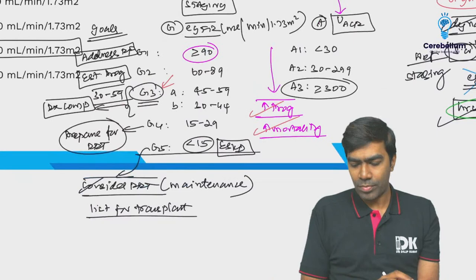So what about the complement? Complement levels will be normal in contrast nephropathy. In atheroembolic disease, complement levels will be low because of complement consumption. In fact, complement consumption is the reason for the non-specific symptoms that you see in patients with atheroembolic disease. Low C3 is very, very common. So these are the differences between these two.